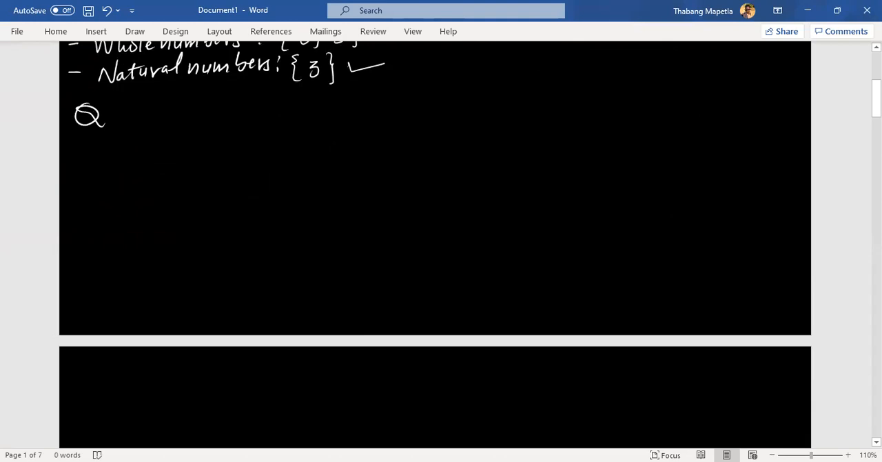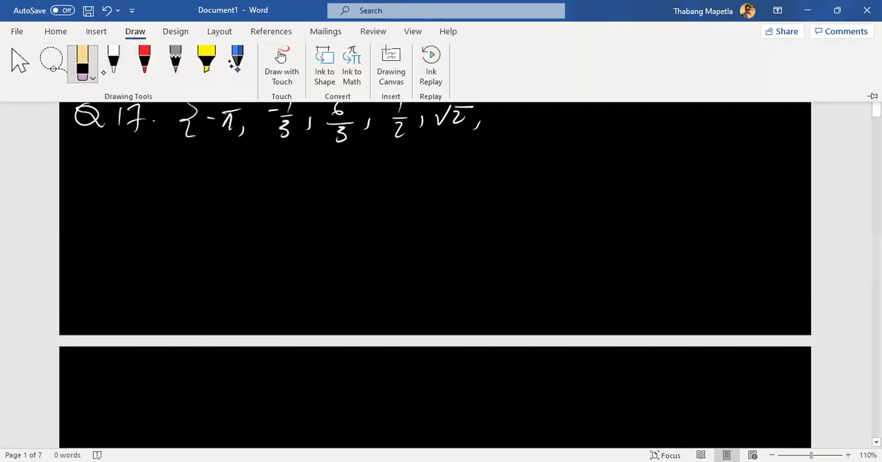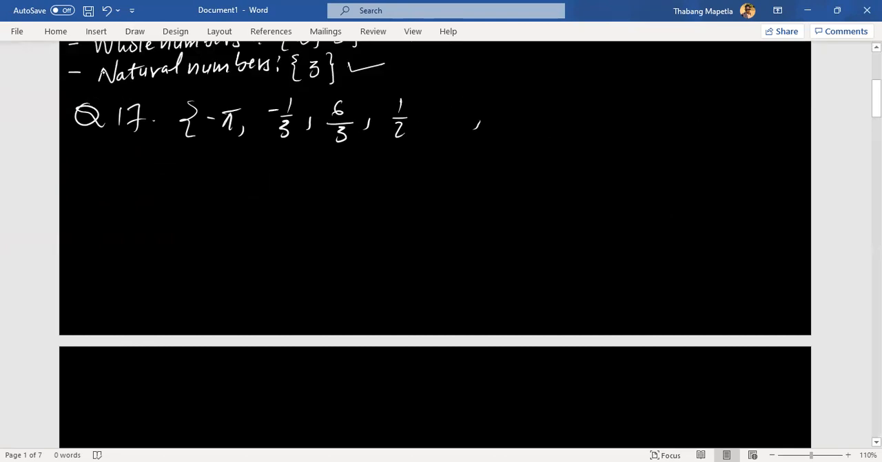Which one am I to select? Let me see. I think let me just pick 17. Same question. We have our set here. Our set is -pi, -1/3, 6 over 3, and then we have 1 over 2 root 2. Oh, sorry, this is one number. This is one number, so I've got to write that. This is one number with a half.